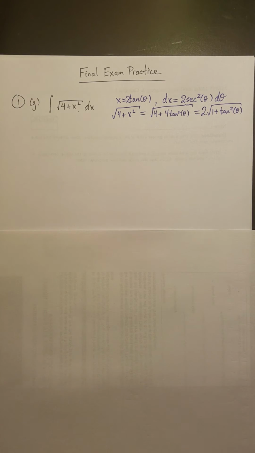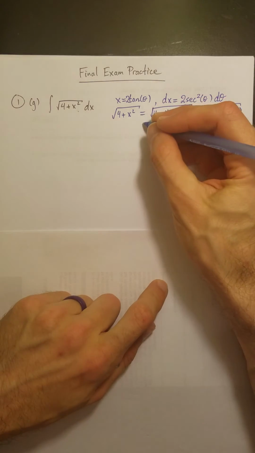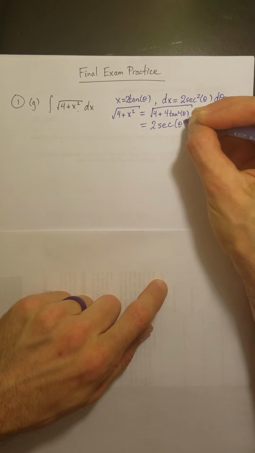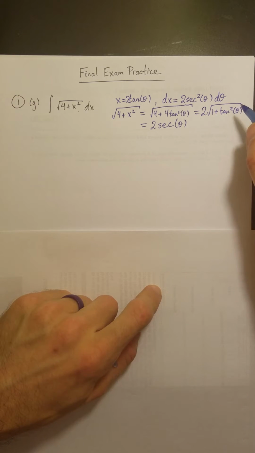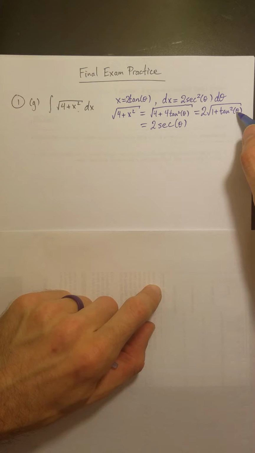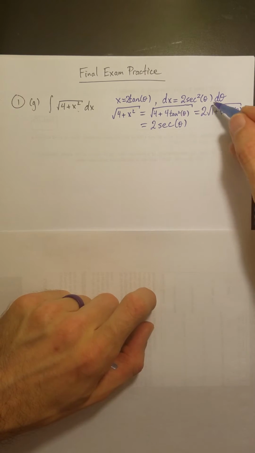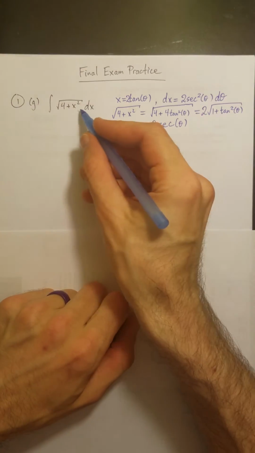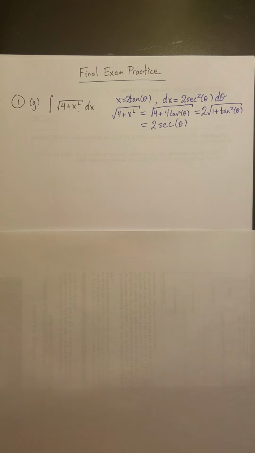But 1 plus tangent squared theta, I can use my Pythagorean identity that tells me this is equal to secant squared theta. And since I have secant squared under the square root, and the values of theta that I'm using here, not that you need to worry about this, will make secant positive, when I take the square root of the square of secant, I'm going to get just secant back. So this simplifies our integrand, and now we just need to combine everything.